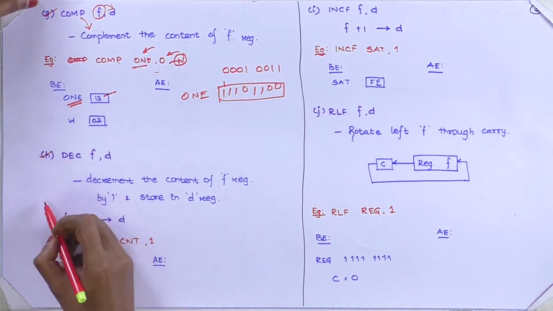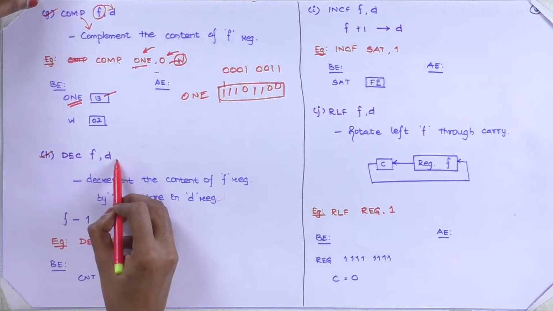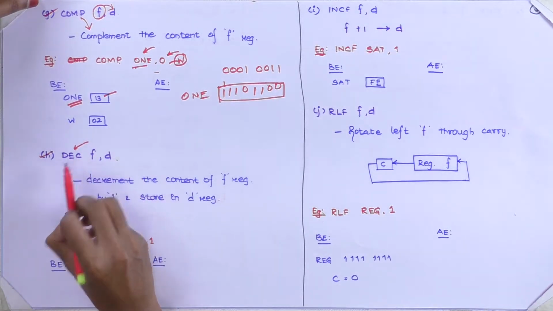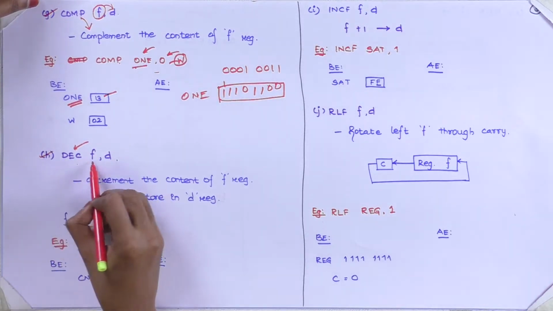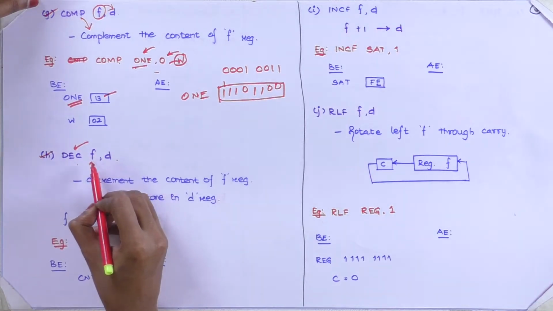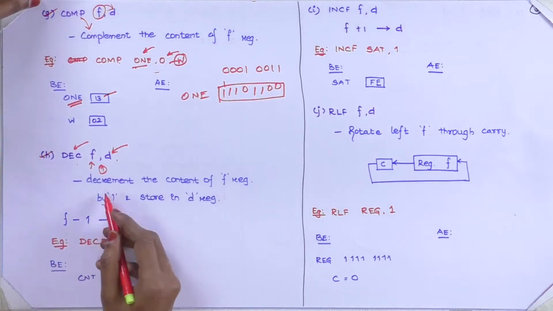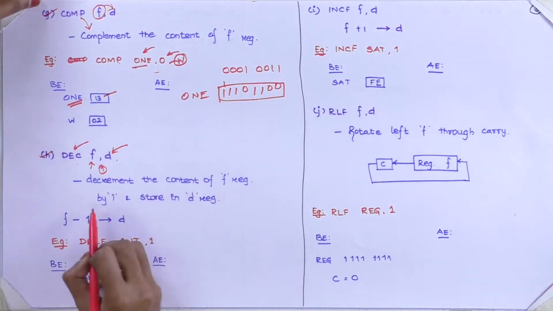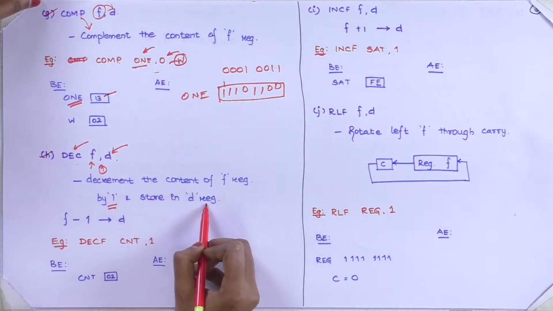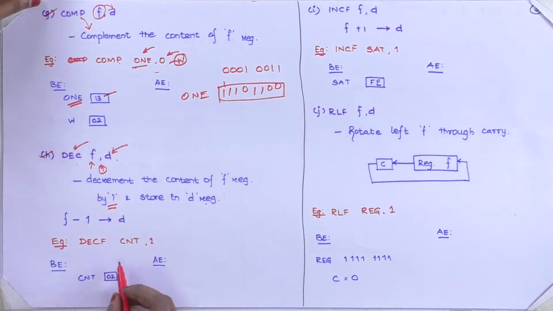Fine. And the next instruction is DECF F comma D. So DEC is nothing but decrement. This instruction will decrement the content of F register by 1 and store the result in destination. So see here, decrement the content of F register by 1 and store it in the destination. Okay. So I have taken an example DECF.